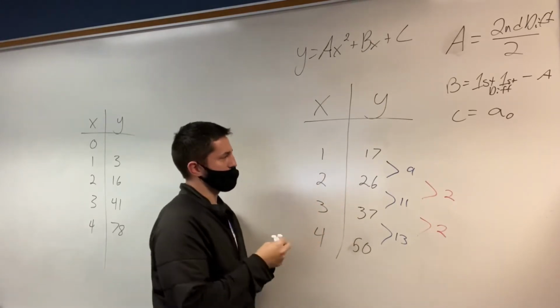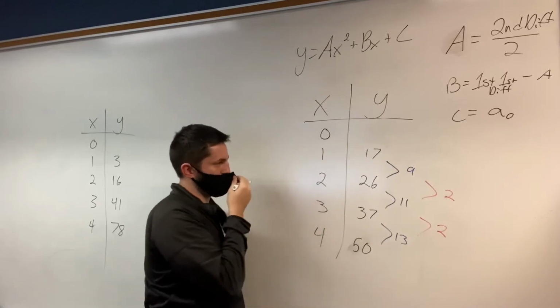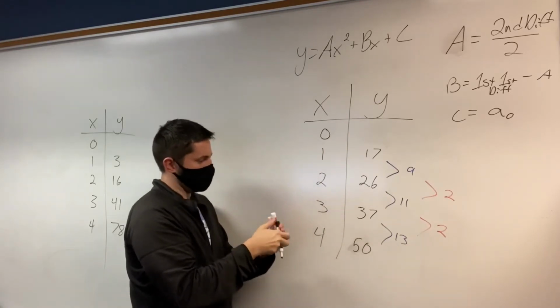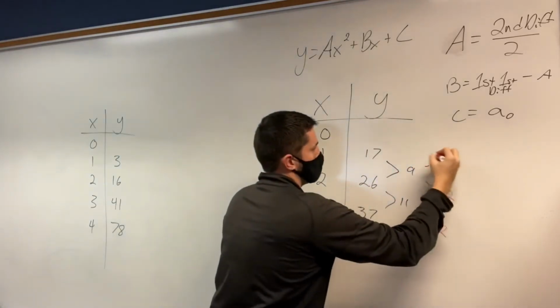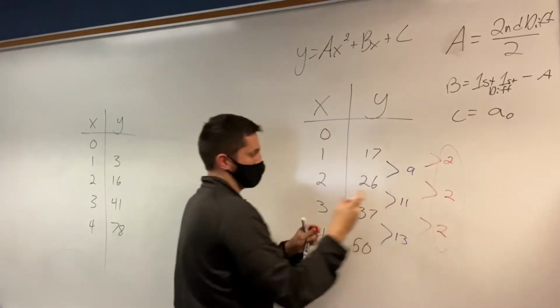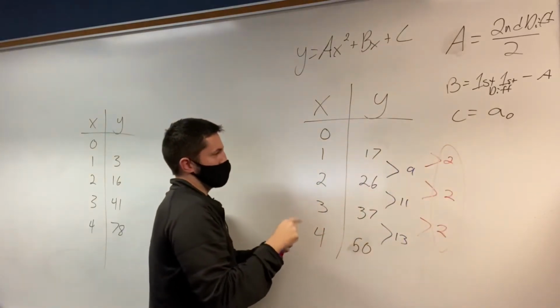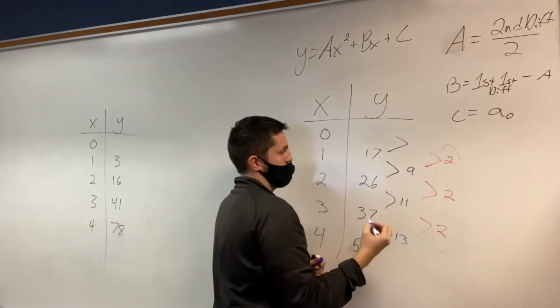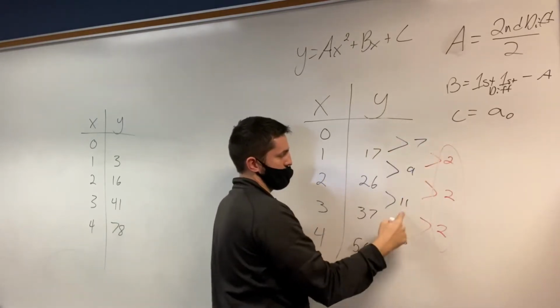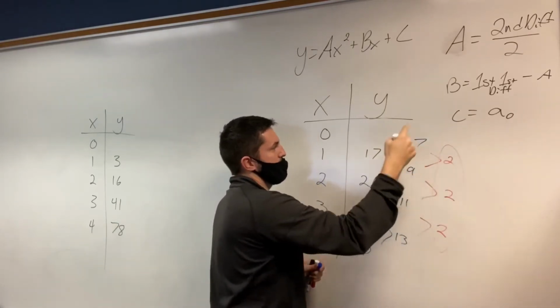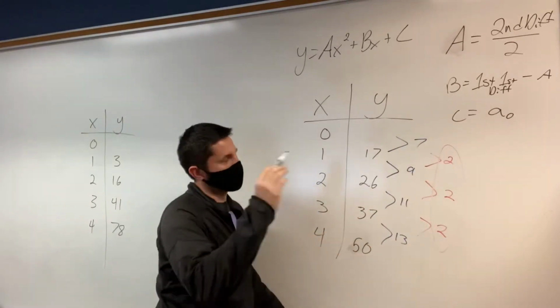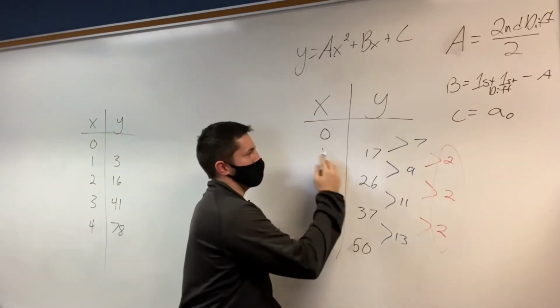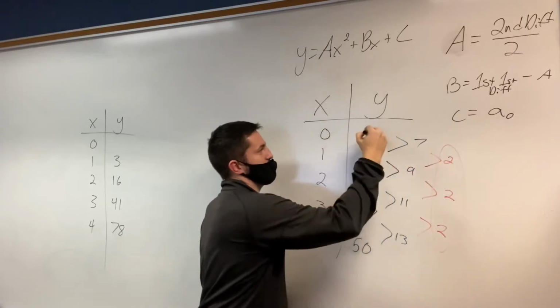A sub 0. I purposely left it out on this table because I'm a jerk like that. So I'm going to go backwards and find it. I'm going to start off from over here, going back by 2 because I know what the second difference is. So instead of 9, I'm going to go back and use what? 7, because 11 minus 2 is 9, 9 minus 2 is 7. I need to find my a sub 0. 17, going back 7, I got 10.